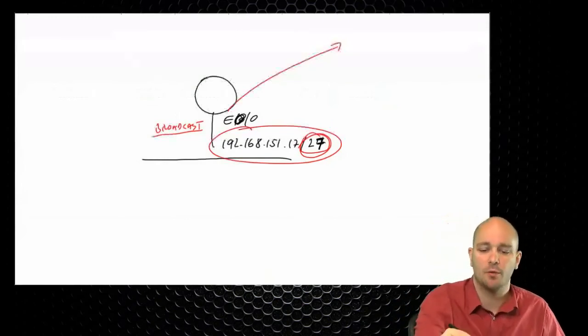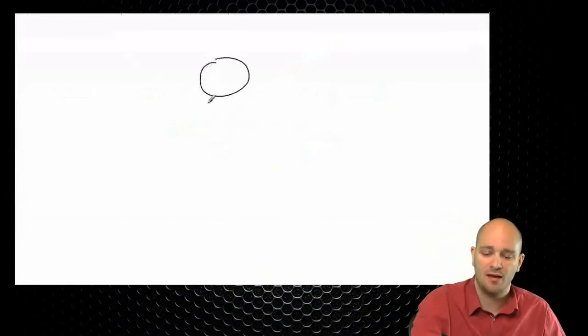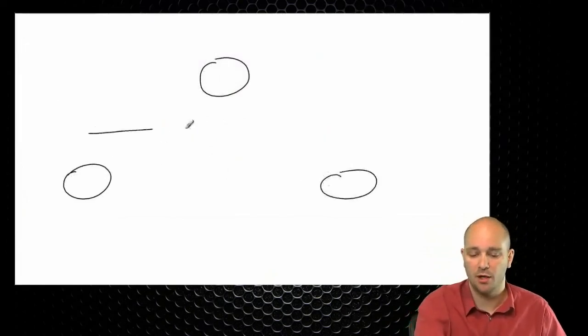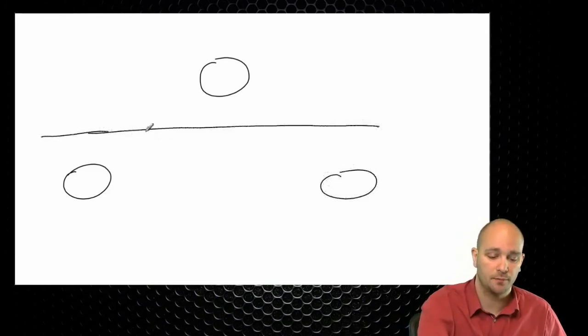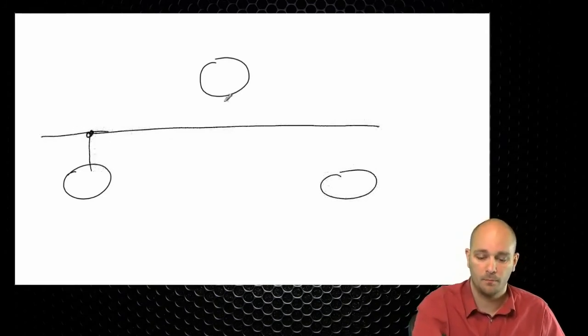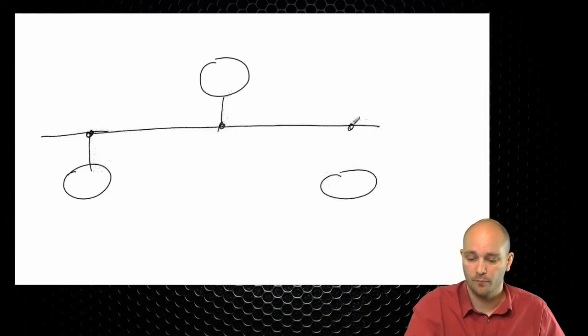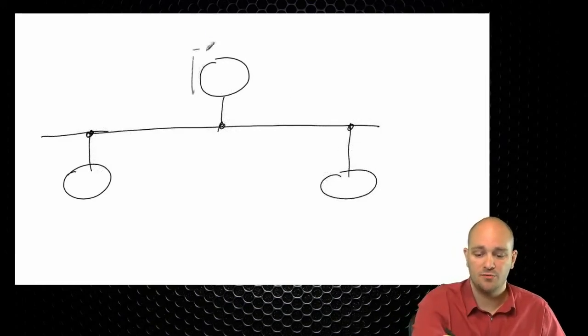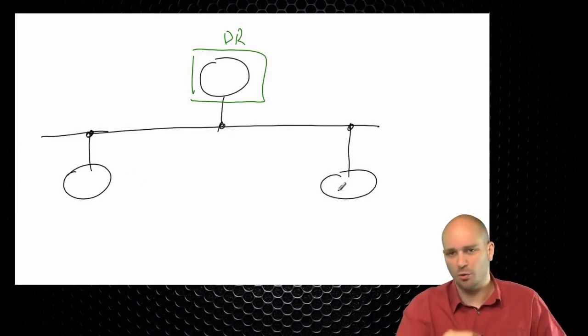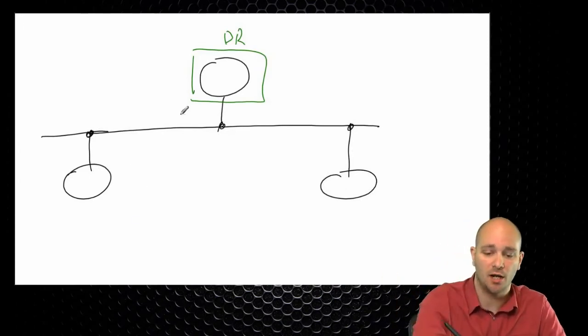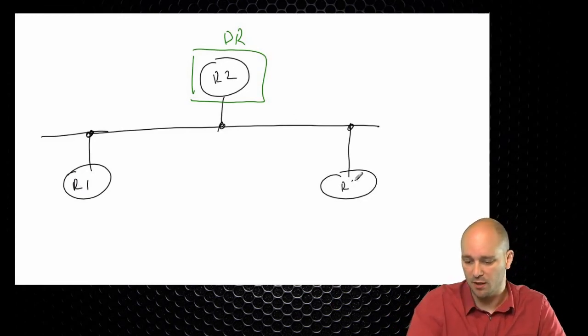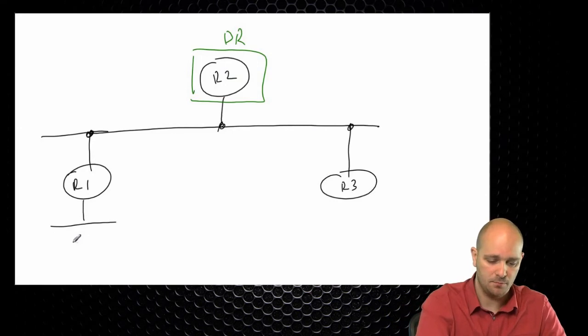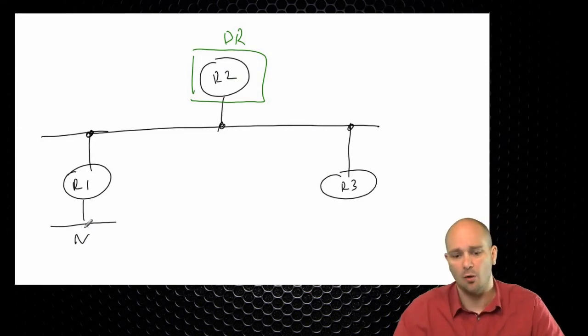Imagine a network scenario that looks like this. So we have 3 routers and they are connected to the shared segment. And let's say that this router here is the designated router and these two are DR other. So I don't care about the BDR at this moment. So this is R1, this is R2, and this is R3. And there is some network N behind R1.